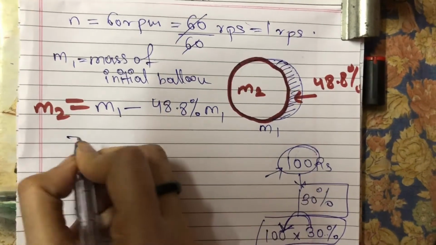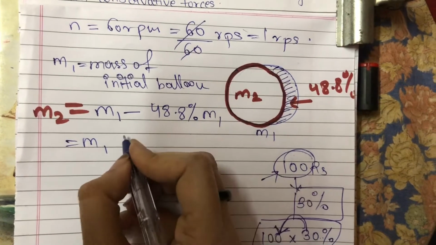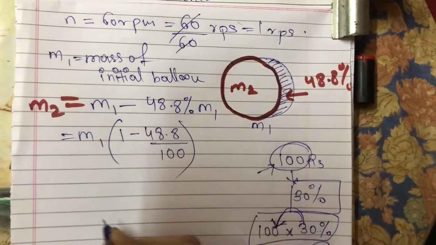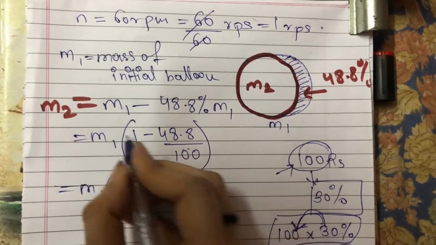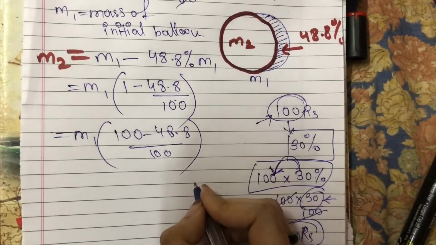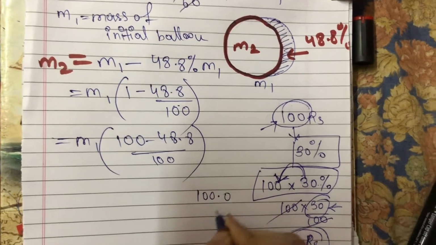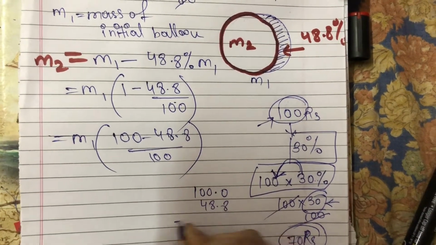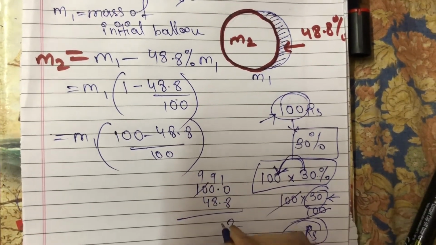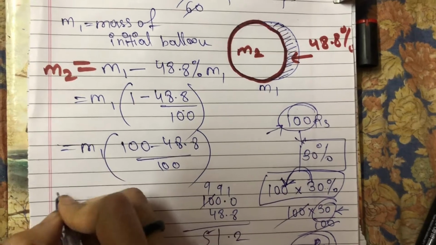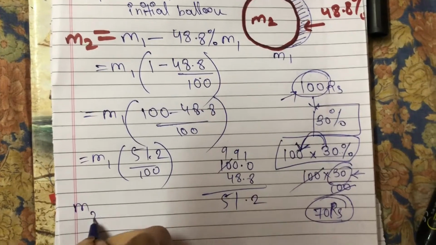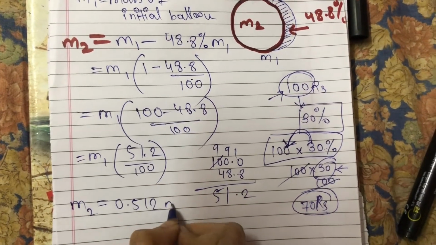Okay, so now you can calculate it. m1 is common, so 1 minus 48.8%. Instead of percent, I'll write 100 in the denominator. So m1 into 100 minus 48.8 upon 100. 100 minus 48.8: this becomes 10, 9, 9. 10 minus 8 is 2, 9 minus 8 is 1, 9 minus 4 is 5. So now m2 is 51.2 upon 100 of m1, which can be written as 0.512 into m1.